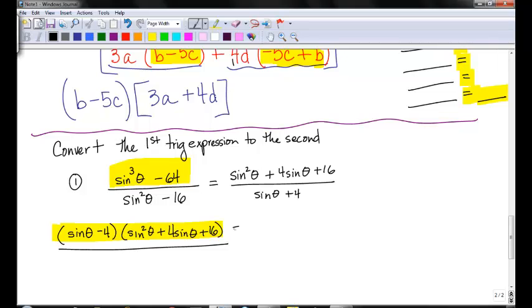Okay? Then the bottom, that you should recognize as the difference of two squares. Factor that. You can factor it into sine of theta plus 4, sine of theta minus 4, both quantities. Okay? I don't care which one's first. I don't care the plus or the minus. Which one's first doesn't matter.